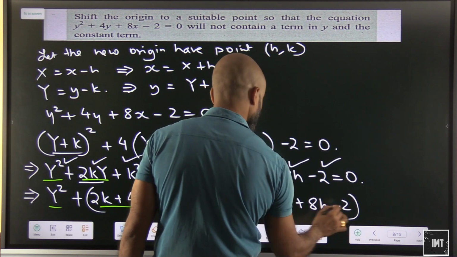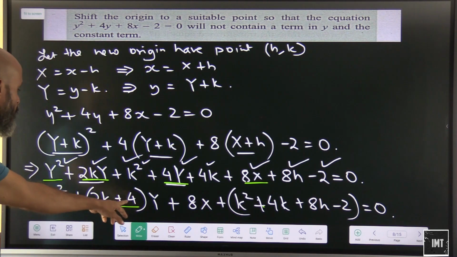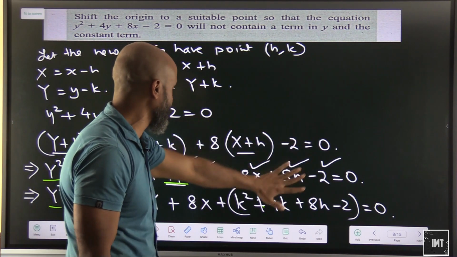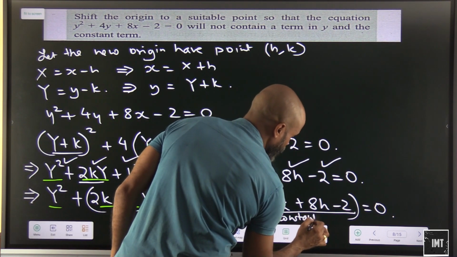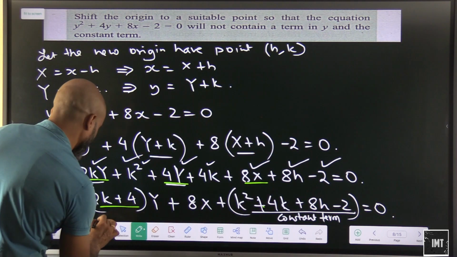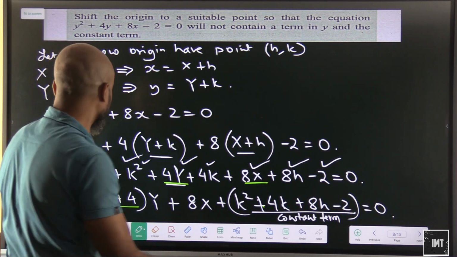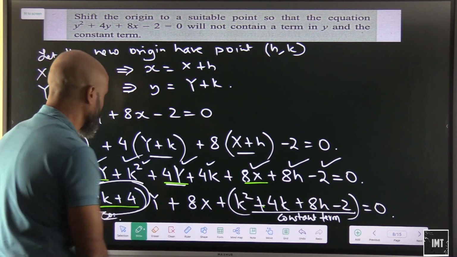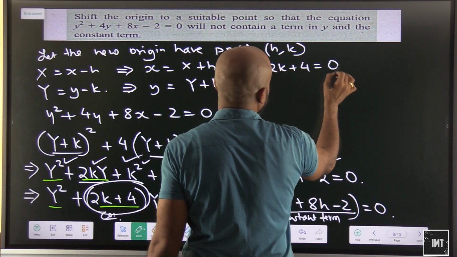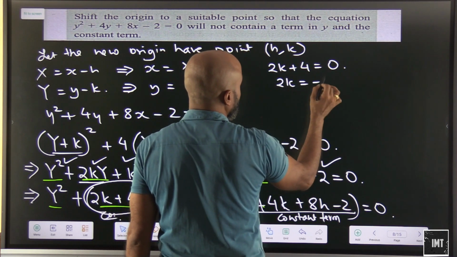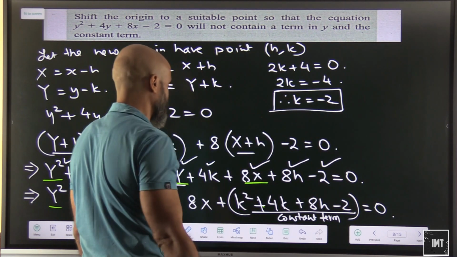This will be equal to 0. Now 2k plus 4, what is written here is the coordinate of y. Here we will not have a term in y, so this entire thing is going to become 0, that is 2k plus 4 is going to become 0, or we can say 2k is equal to minus 4, or k is equal to minus 2. So we are getting the value of k as minus 2.